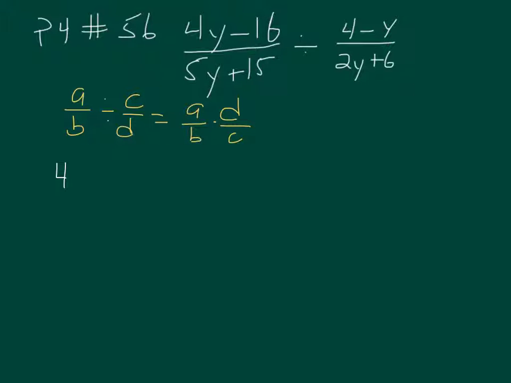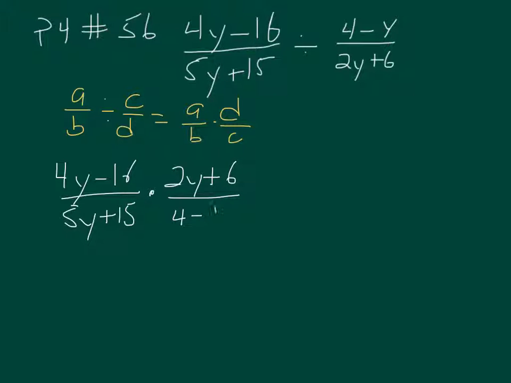So we're going to get (4y minus 16) over (5y plus 15) times, now the bottom goes to the top, so we're going to get a 2y plus 6 on the top over 4 minus y on the bottom. Okay, now we could certainly go through and just try to multiply these things out, FOIL them out, top to top, bottom to bottom. But I always want to see, can we simplify this a little bit first? Is there anything we can pull out, turn it into more multiplications of smaller things that we can eventually cancel out?